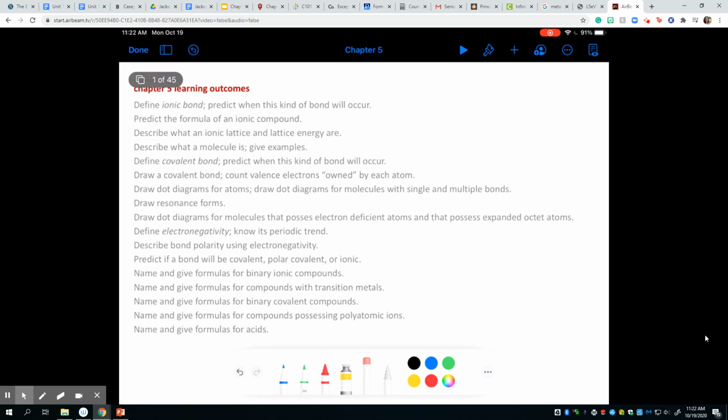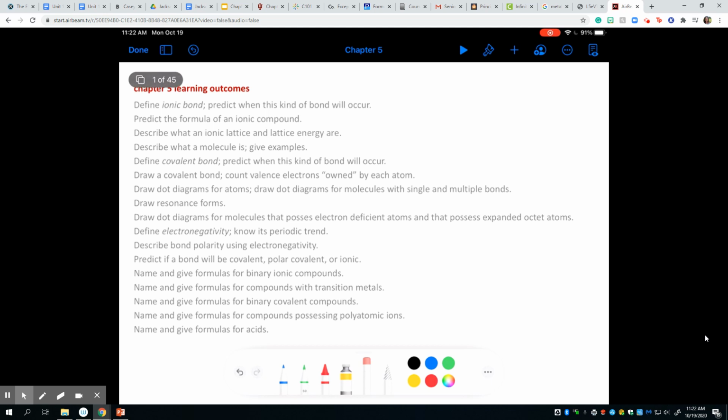Did you guys learn polar covalent in honors? Where we talked about like water is polar covalent, how it has a positive and a negative end. Yeah, I figured.